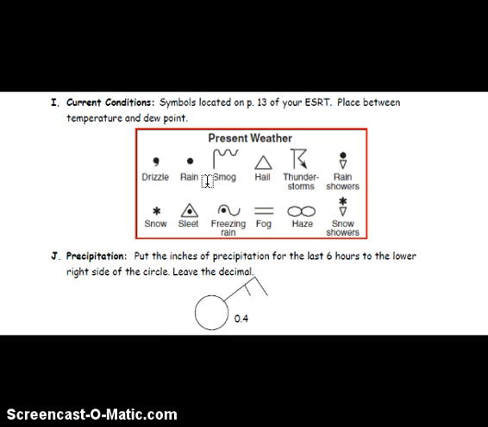Now, if there is no present weather, so it's not doing anything outside, you would just leave it blank. Precipitation, you are going to put the inches of precipitation for the last 6 hours, okay, to the lower right-hand side of the circle. Okay, so in the last 6 hours at this location, there was 0.4 inches of precipitation. Really important here, you'll notice that there is a decimal in this one. So you want to make sure there is a decimal placed in this one. For everything else, we're really not using that.